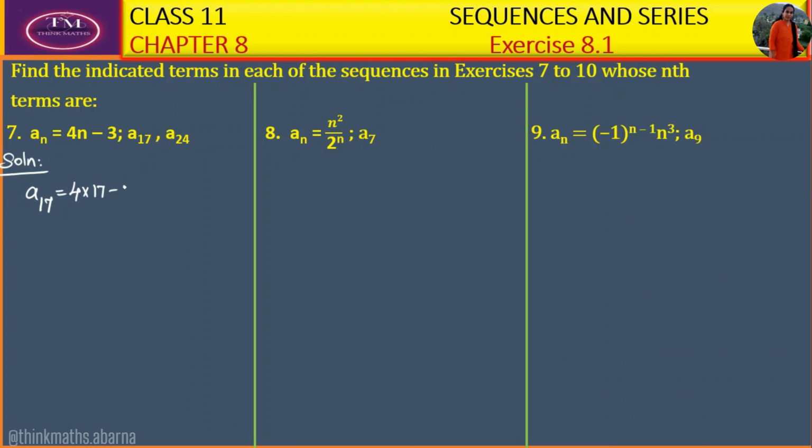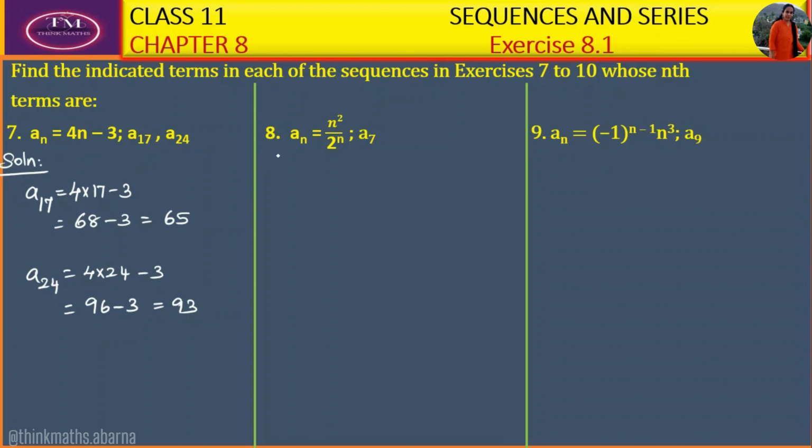So 4 into 17 minus 3. So 4 into 17 is 68 minus 3 which is equal to 65. So a17 is equal to 65. Next a24. So 4 into 24 minus 3. What is 4 into 24? 4 into 24 is 96 minus 3 which is equal to 93. So a17 is 65, a24 is 93. That's all. Very simple, isn't it?